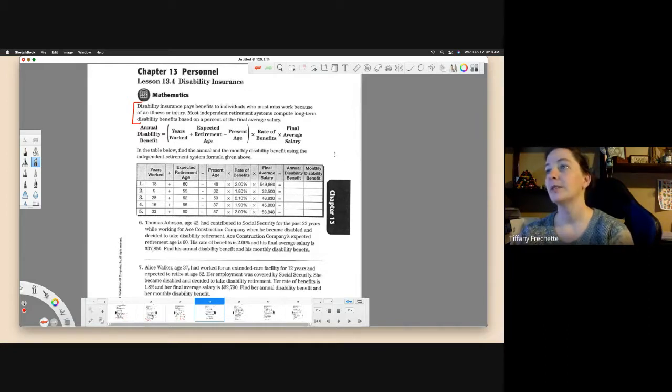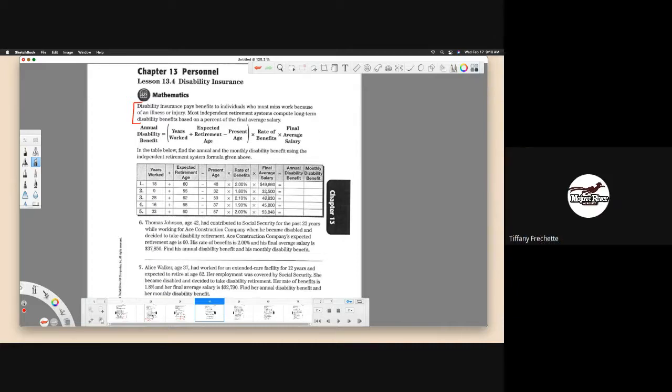And then we're going to multiply that number by the rate of benefits, which they will give us in the table here or in the problem, and then times the final average salary. Again, they should give us the final average salary in this one. They're not asking us to compute this one.